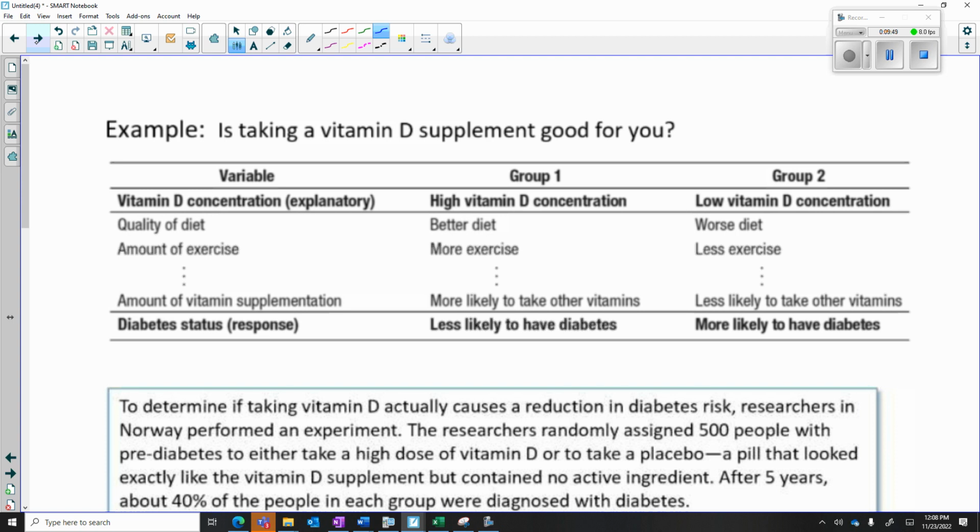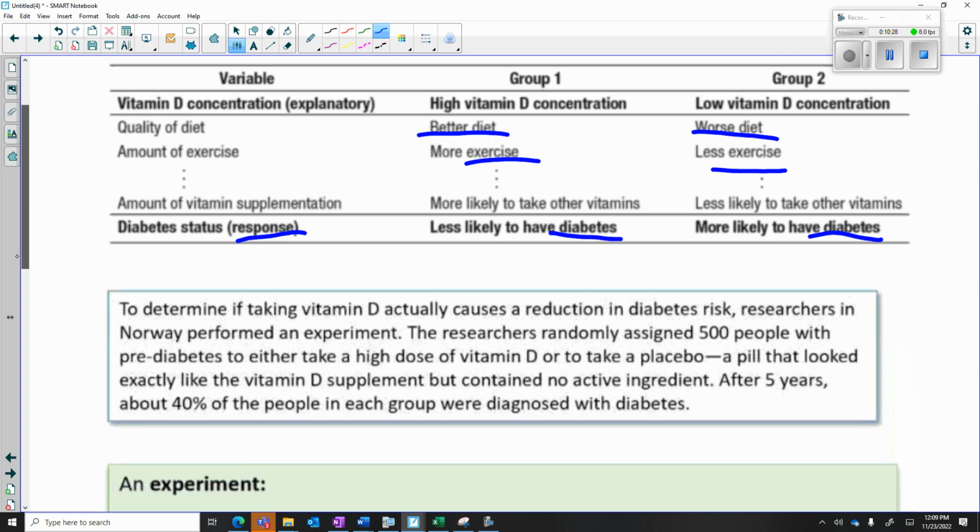So keeping this in mind, we see that they define here the variable, the X variable vitamin D. Then they define that they have a different strategy here. They have group 1 and group 2, people who take high vitamin D versus low, but then they also talk about they have all these other things, better diet, worse diet, exercise. So basically we don't know which variable is causing the result. Is the vitamin D taking causing them to have diabetes or not? That's the response variable. Or is it their exercise habits? We're confused. We're so confused with all these different variables.